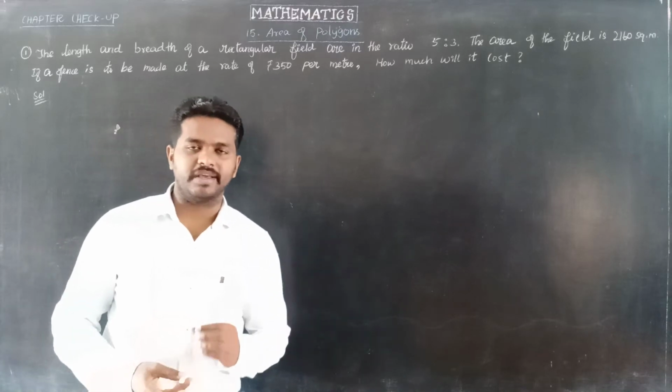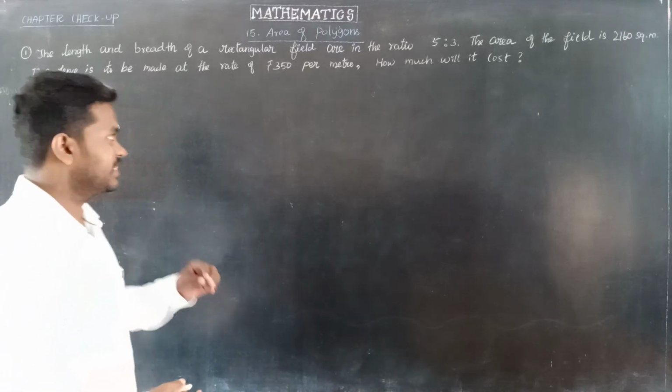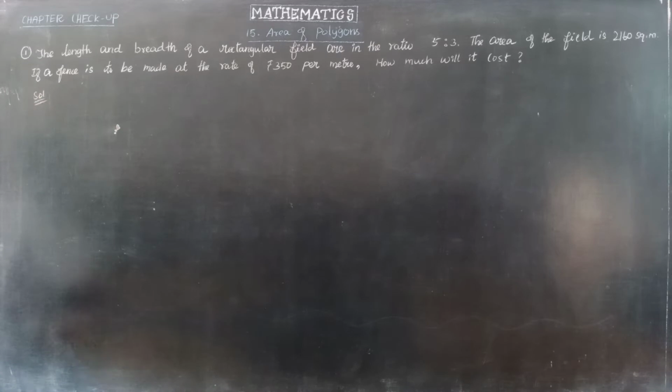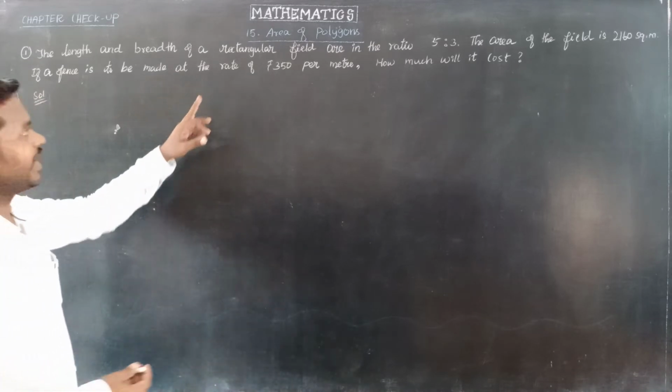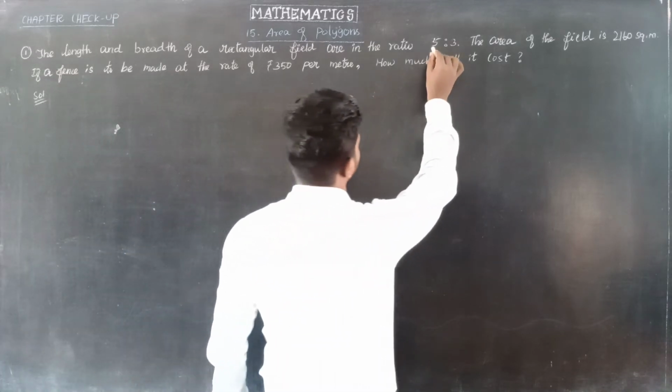Next, 15th chapter, area of the polygon. So the chapter check up questions. Question number 1. The length and the breadth of a rectangular field are in the ratio 5:3.